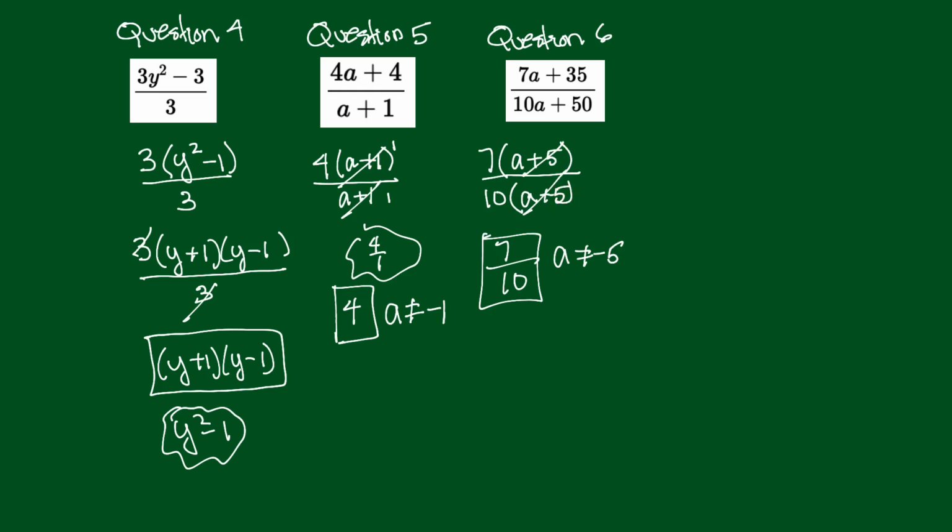I can't have zeros in the denominator. So what I'm asking is this: a plus 5, what's going to make that 0? So I'm just solving that equation. All right, so negative 5 is going to make that denominator 0. So I'm going to exclude that. That's an excluded value.